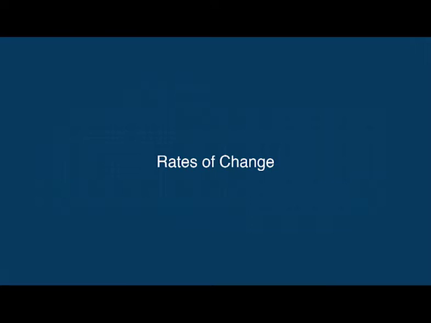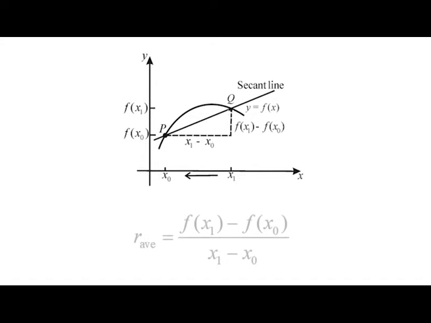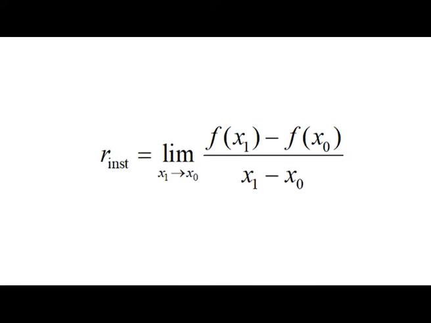Rates of change. If y = f(x), then the average rate of change of y with respect to x over the closed interval [x0, x1] is R average = (f(x1) - f(x0)) / (x1 - x0), and the instantaneous rate of change of y with respect to x when x = x0 is R instantaneous = the limit of (f(x1) - f(x0)) / (x1 - x0) as x1 approaches x0.